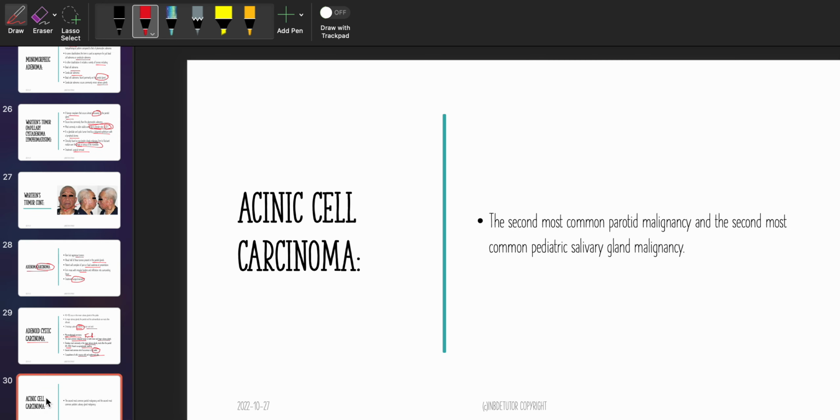Now the last slide we will be talking about today, again it is just a small slide, so you know what it means if you see it in the options. Acinic cell carcinoma. It is the second most common parotid malignancy and the second most common pediatric salivary gland malignancy. Just a small slide, just one point only, so in case you see it in the options, you know what it means. So this was all for salivary gland tumors, guys.